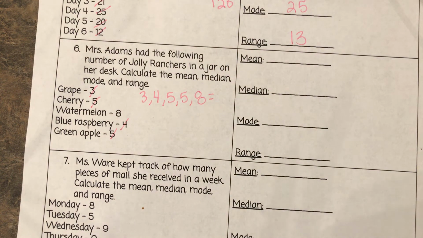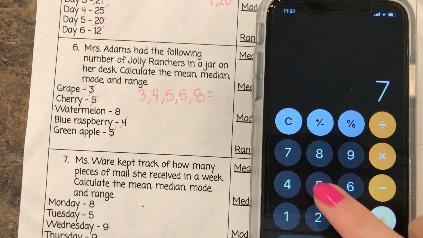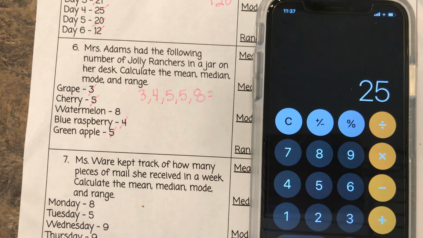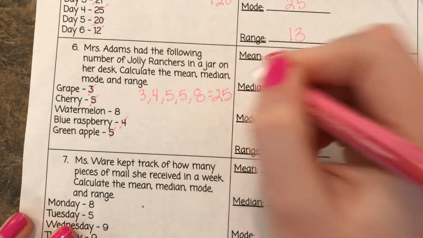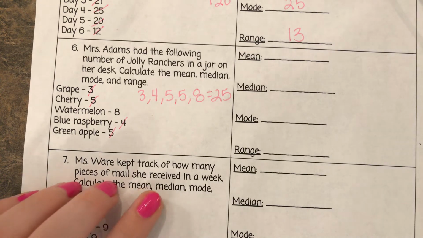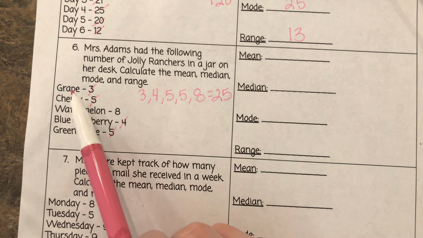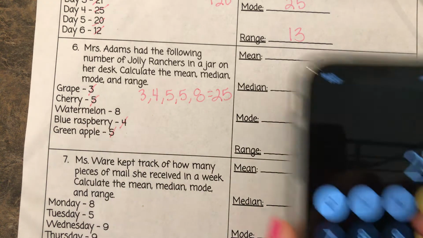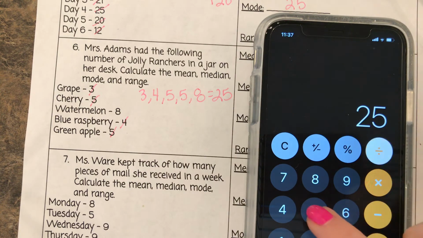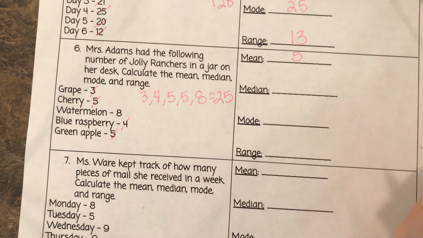Okay, step 1, add our numbers. Okay, so she has a total of 25 Jolly Ranchers in that jar. Next, we have to divide. So we need to count how many flavors she had. 1, 2, 3, 4. There's 5 flavors, so we're going to take our total and divide it by 5. And that gives us 5. So there's about 5 pieces of candy per flavor.